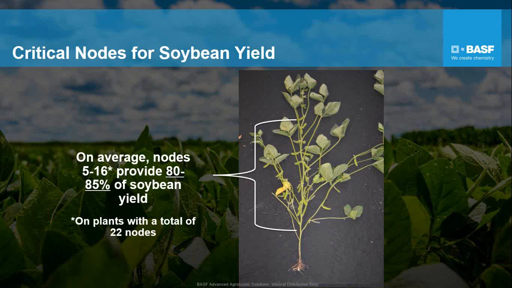Just a couple other things I was going to touch on, hopefully before my computer tries to blow up again, is to think about where your yield is coming from on a soybean plant. The critical nodes are typically numbers 5 through 16. They're going to give you 80 to 85% of your soybean yield. So the middle of the plant is where your money is. You've got to protect those critical nodes in the middle of that plant.